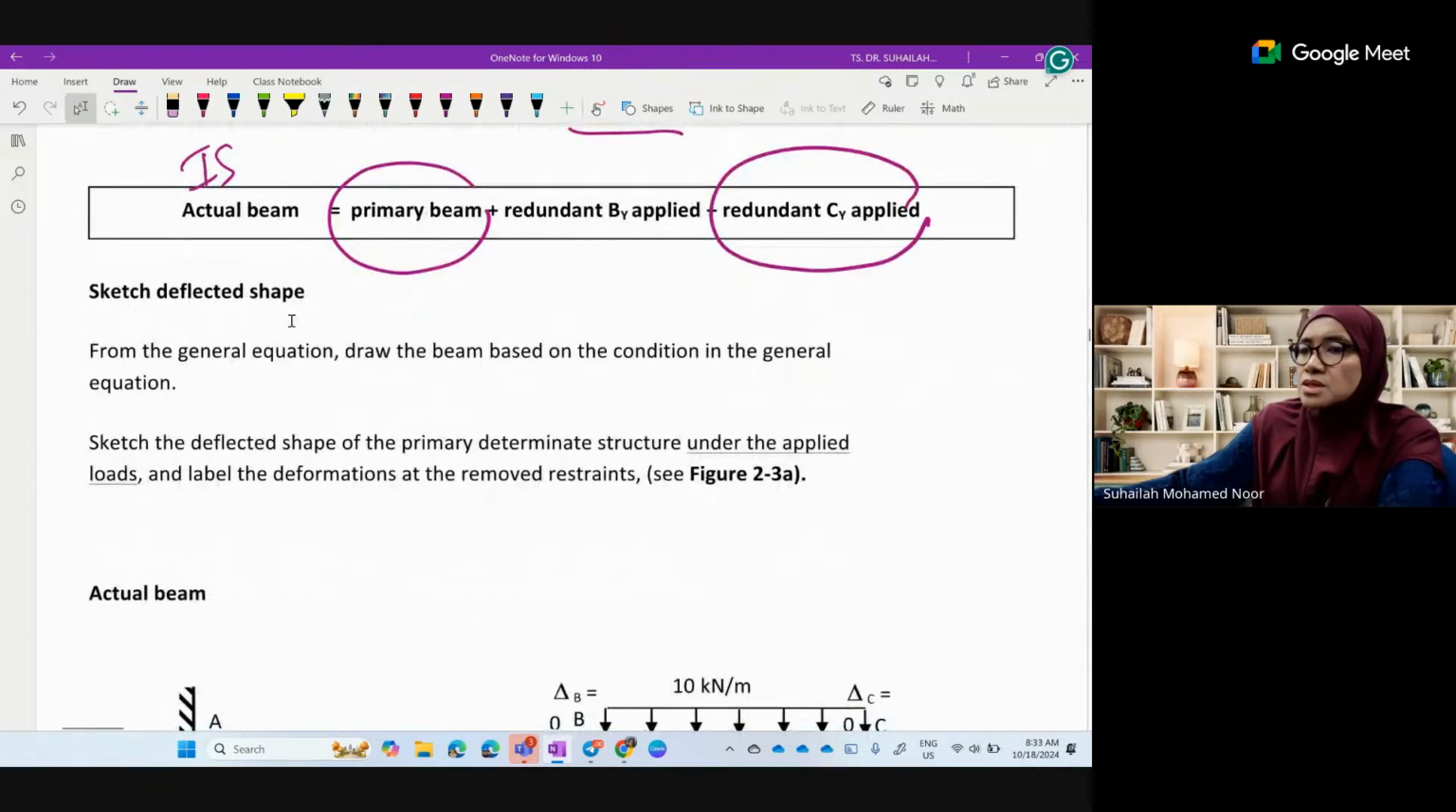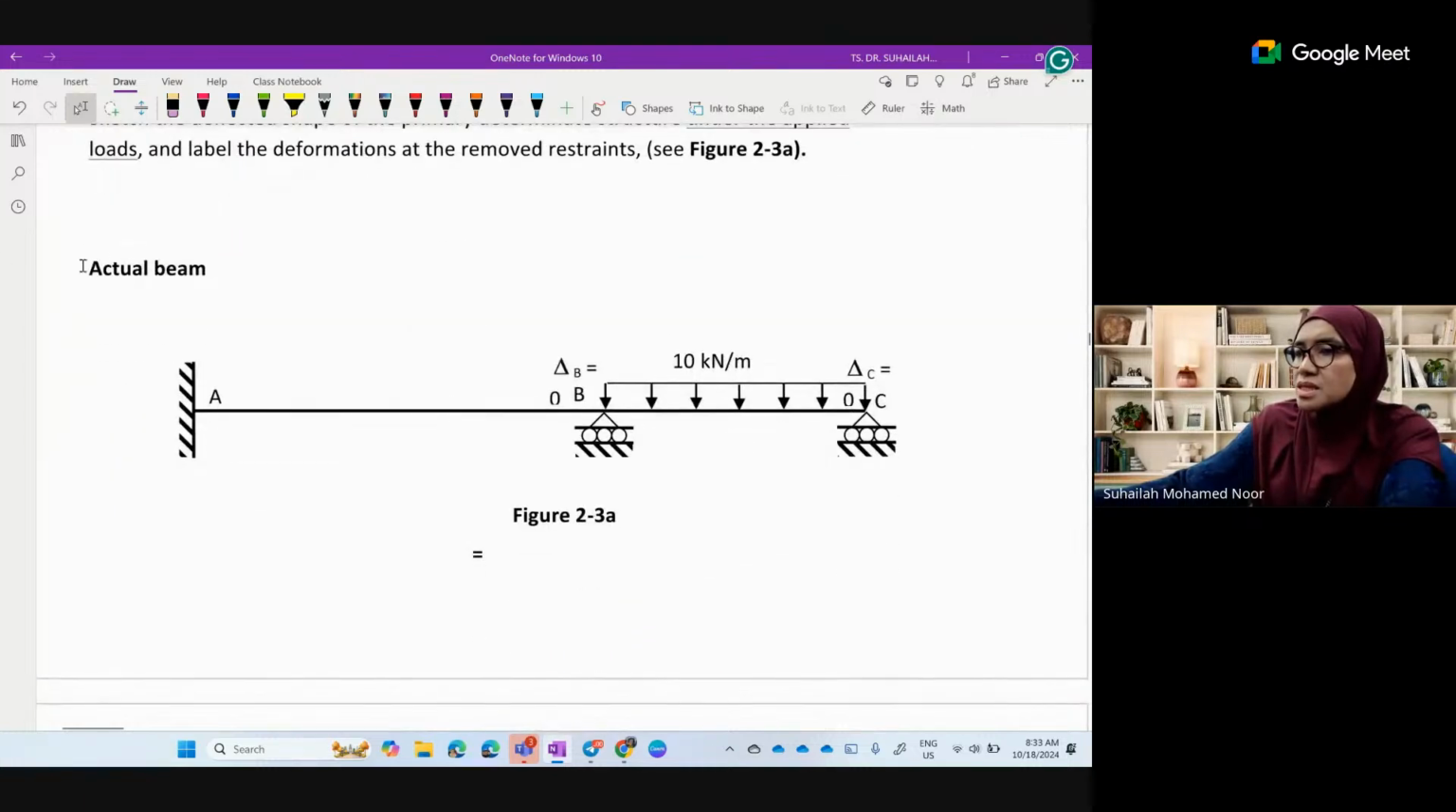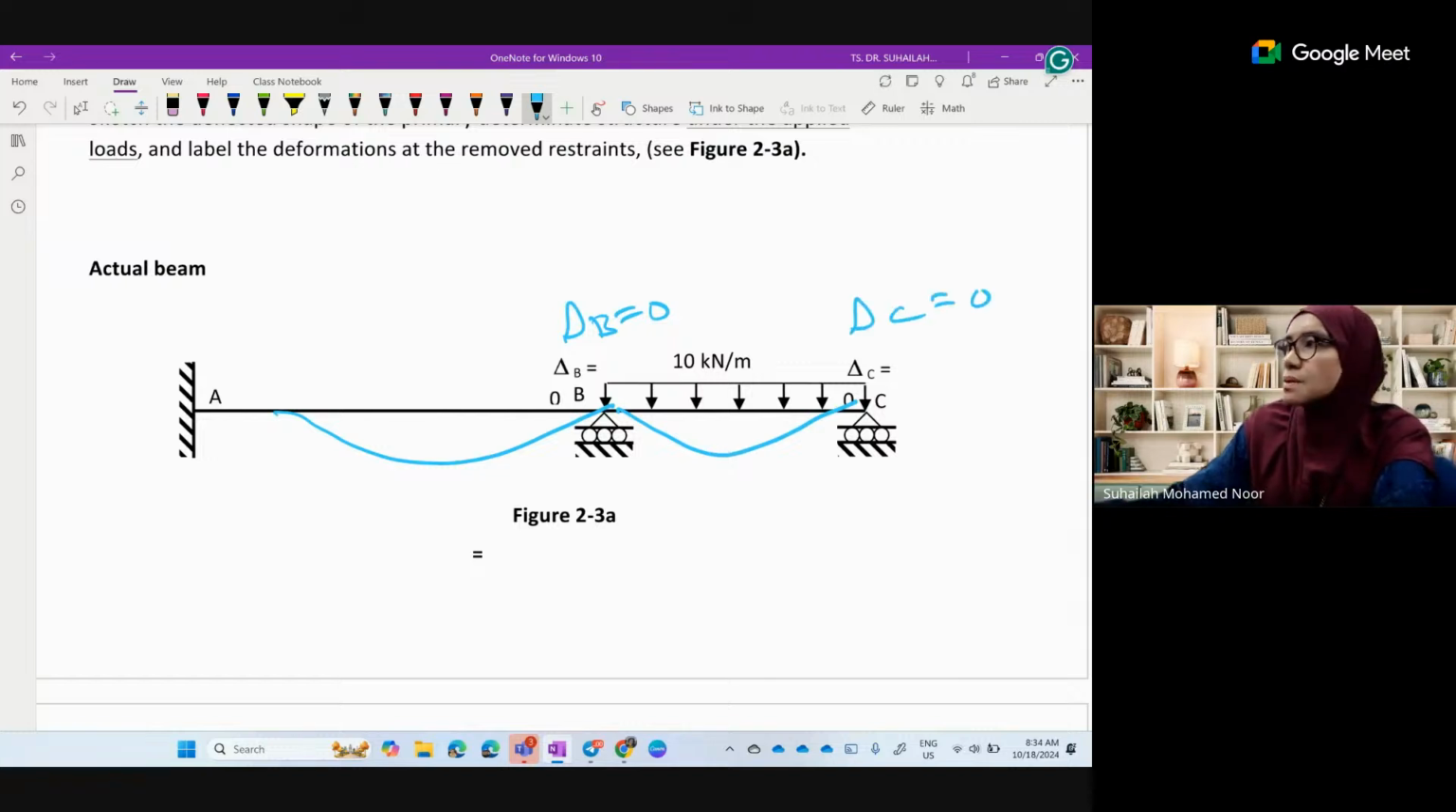Okay. So that is why kat sini ada sketch deflected shape because we want to see each of this. Okay, and the deflected shape. So this is actual beam. Actual beam ada roller sini, right? Roller here. So at roller deflected, it will deflect just like this and like this, right? Okay, because of the roller. So delta at B is equivalent to 0. Delta at B is equivalent to 0. Delta at C is equivalent to 0 because of the support.